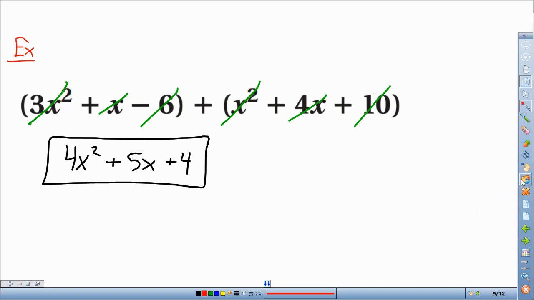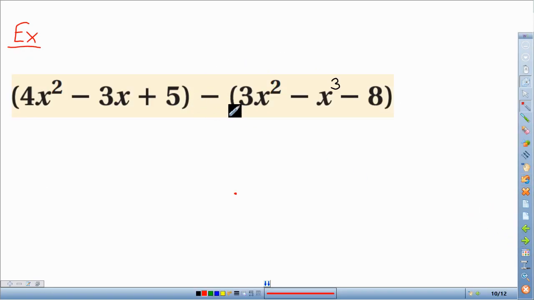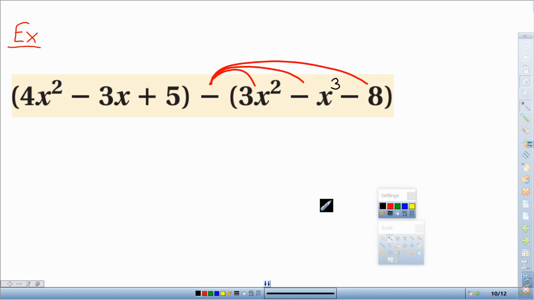Okay, but when there's a subtraction symbol in front of a polynomial, when there's parentheses around it, it needs to be applied to all terms inside. So I need to go one step first, and I need to apply that negative to all of these.